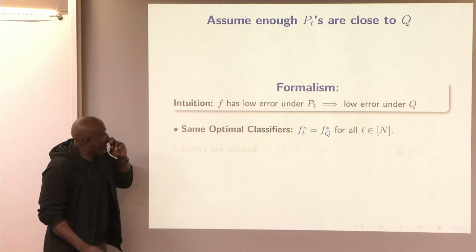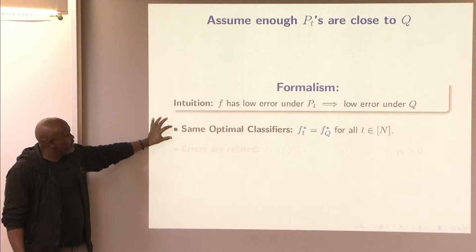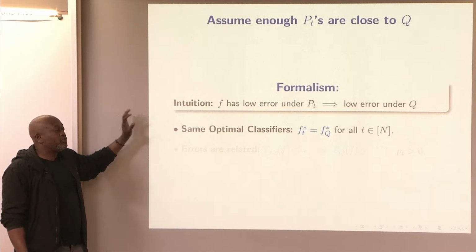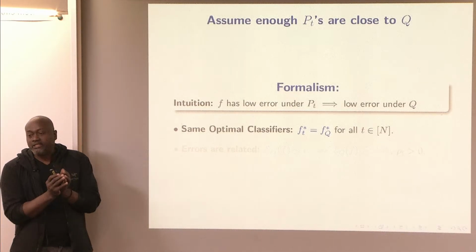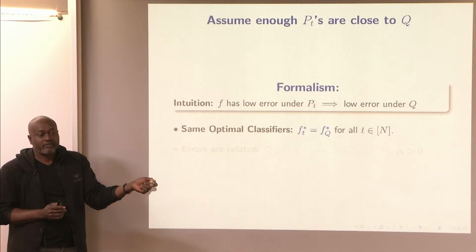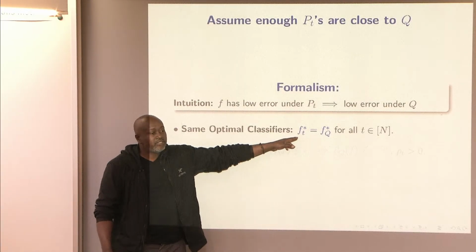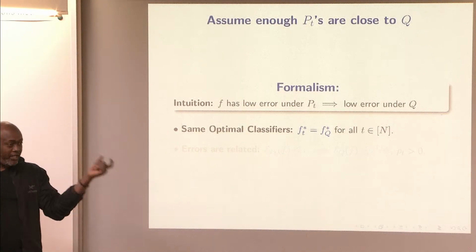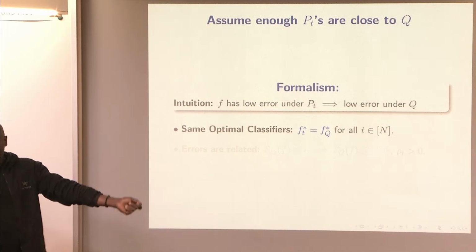Next, we're going to make the problem easy so that at least an oracle should be able to achieve a rate that is faster than the single source rate. So let's assume that all the F stars, all the best classifiers for every source, are equal to the best classifier for the target.